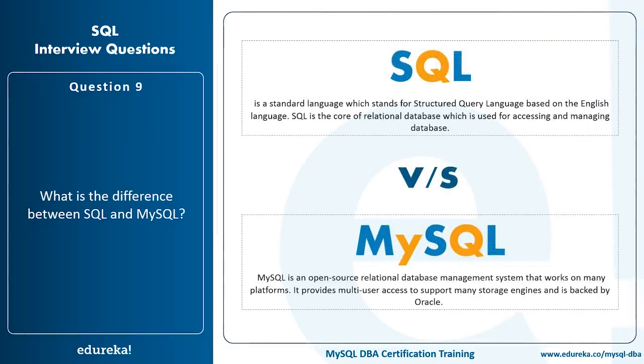SQL is a standard language which stands for Structured Query Language, based on the English language, whereas MySQL is a database management system. SQL is the core of relational database which is used for accessing and managing the database, whereas MySQL is a relational database management system which works on many platforms. It provides multi-user access to support many storage engines and is backed by Oracle. So that's the basic difference between SQL and MySQL, guys. SQL is the core of relational database which is used for accessing and managing a database, and MySQL is an open source relational database management system.